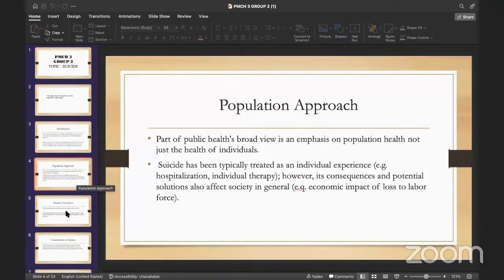There are a few approaches in suicide prevention. The first one is the population approach. Part of the public health view is an emphasis on population health, not just the health of individuals. Suicide has typically been treated as an individual experience, for example hospitalization and individual therapy by psychologists or psychiatrists. However, its consequences and potential solutions also affect society in general, for example the economic impact of loss of labor force.